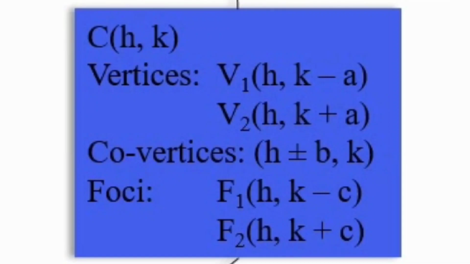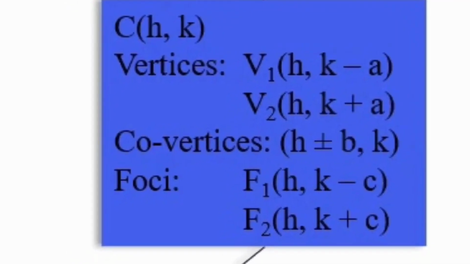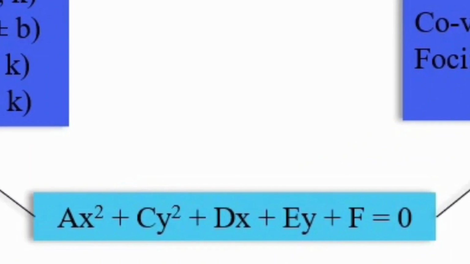Now for the foci, yung f sub 1, that is h, k minus c, and for the f sub 2, we have h, k plus c. And again, the general equation is ax squared plus cy squared plus dx plus ey plus f is equal to 0, where a is not equal to c. That concludes our discussion for today. I hope I discussed it clearly. So for the next video, I will provide an example applying the different properties of an ellipse.